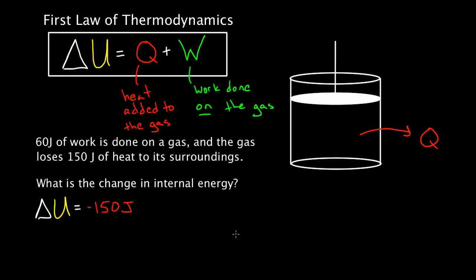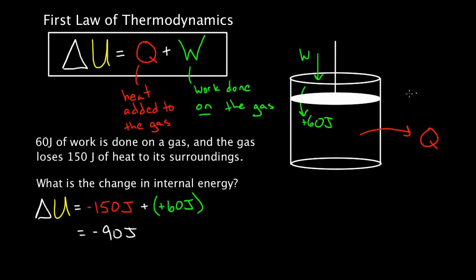And then plus, all right, how much work was done? It says 60 joules of work is done on a gas. So that's work done on the gas. That means it's a positive contribution to the internal energy. That's energy you're adding to the gas. So 60 joules has to be positive. And so this is plus, the work done is positive 60 joules. Now we can figure it out. The change in internal energy would be negative 90 joules.